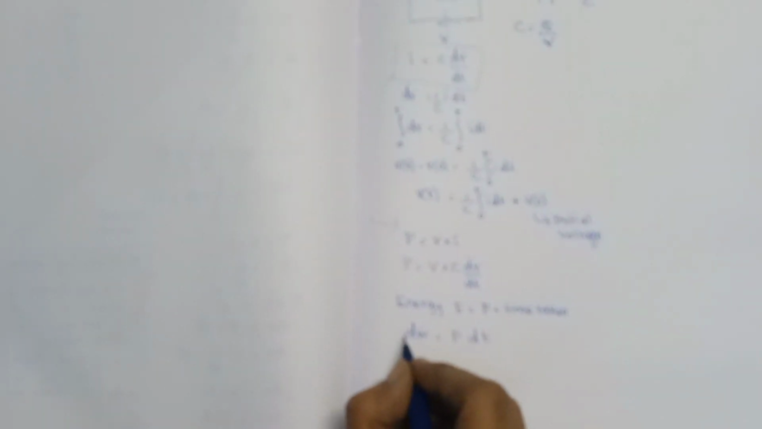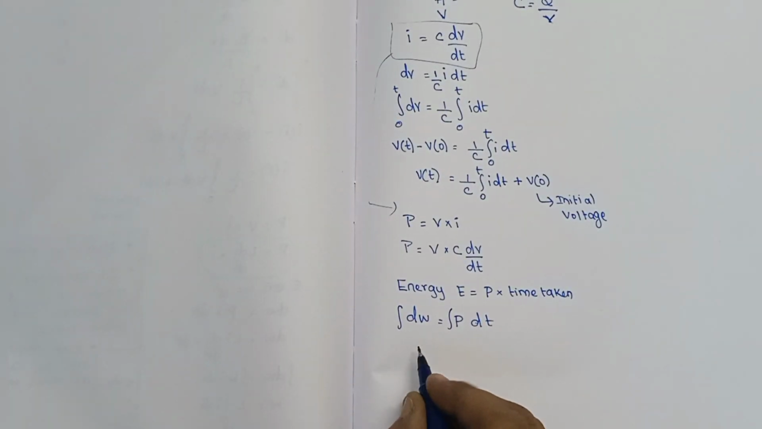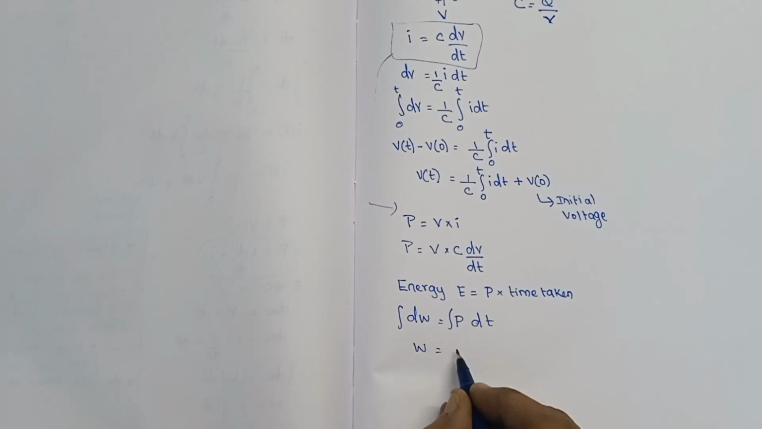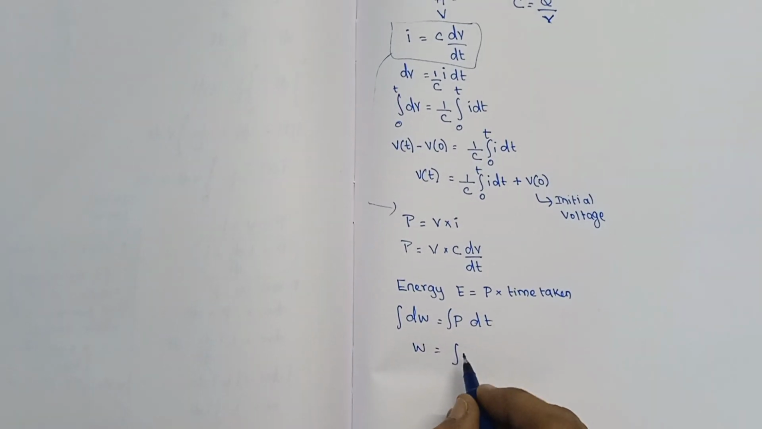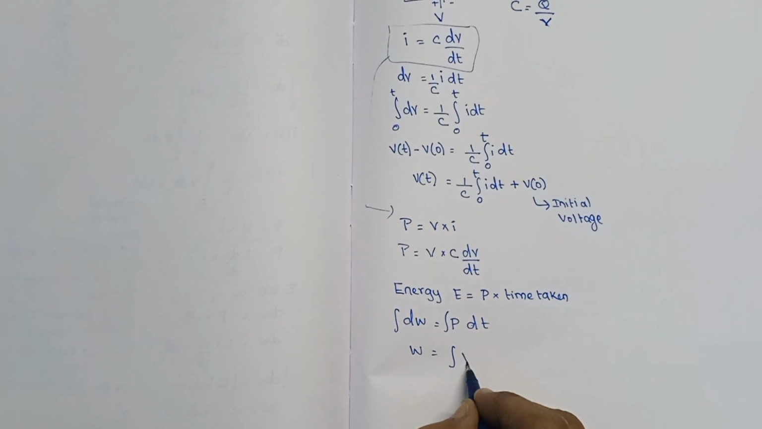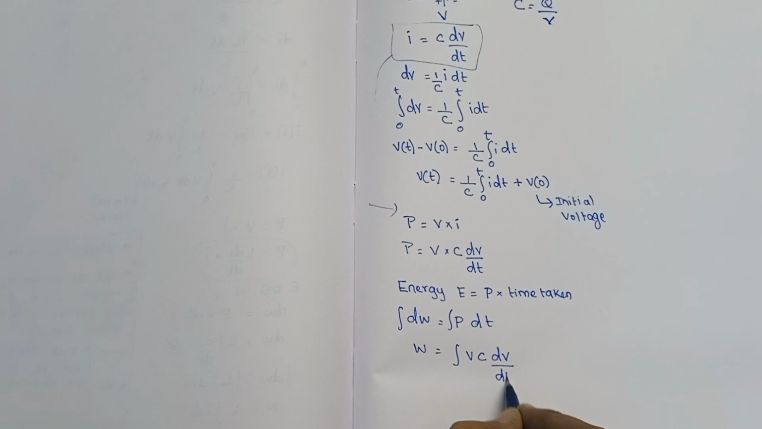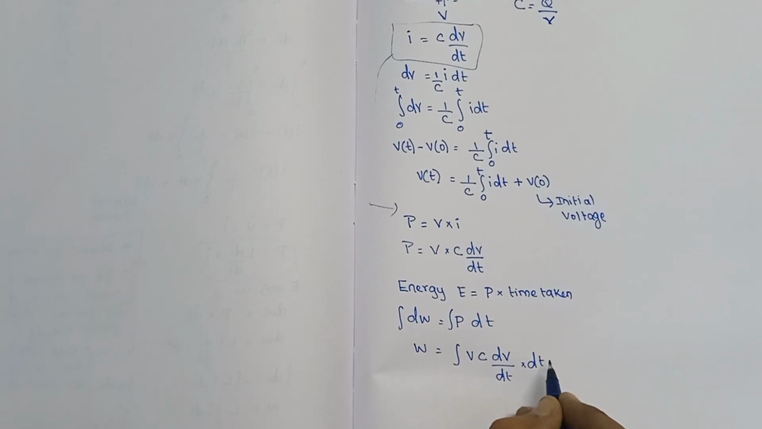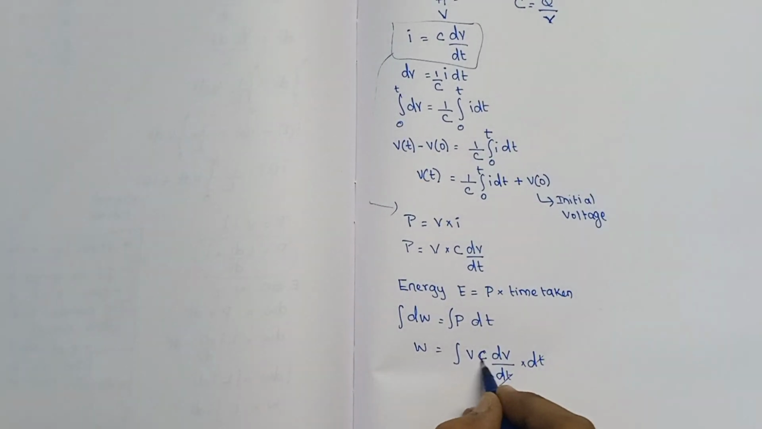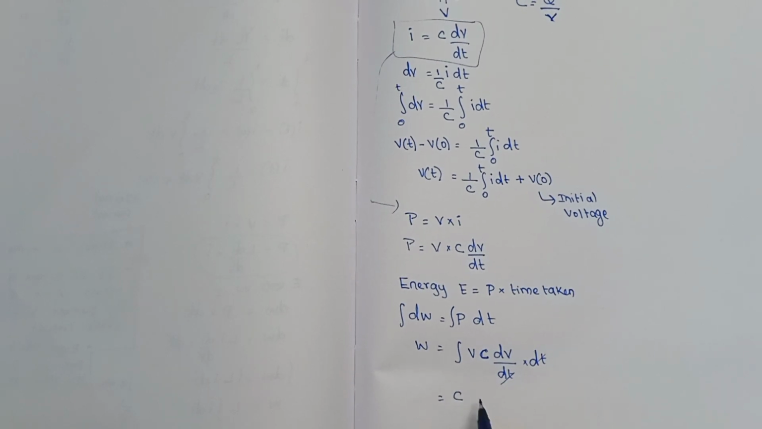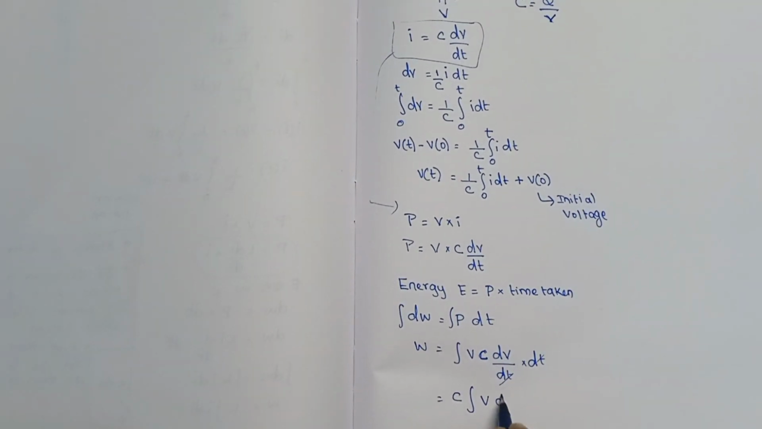To calculate W, I want to integrate on both sides. Here differentiation and integration get cancelled. So W is equal to the integration of V into C dV by dt into dt. This dt gets cancelled, and the capacitor value is constant, so take it out of the integration of V dV.